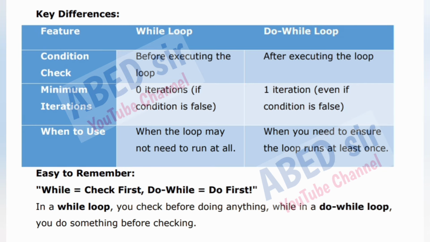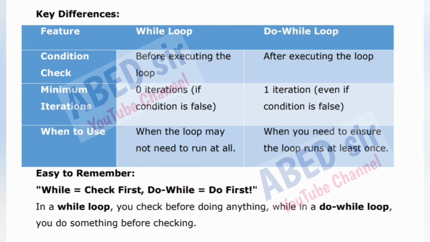Key differences. Feature: while loop, do while loop. Condition check: before executing the loop, after executing the loop. Minimum iterations: 0 iterations if condition is false, 1 iteration even if condition is false. When to use: when the loop may not need to run at all, and when you need to ensure the loop runs at least once.